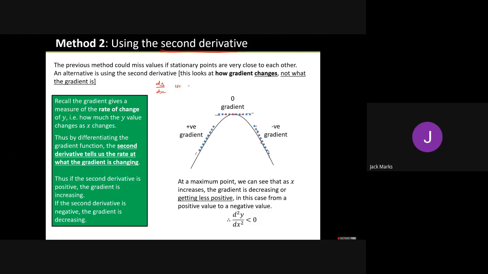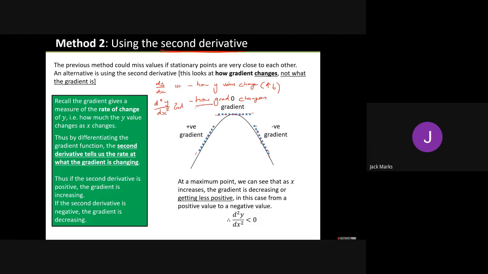This is the first derivative. It's used to find how the y values change, isn't it? It gives you the gradient. In other words, it talks about how the y values change. You know, are they going up or are they going down? The second derivative is given this notation usually. So this is the second derivative, and this talks about how the gradient changes.